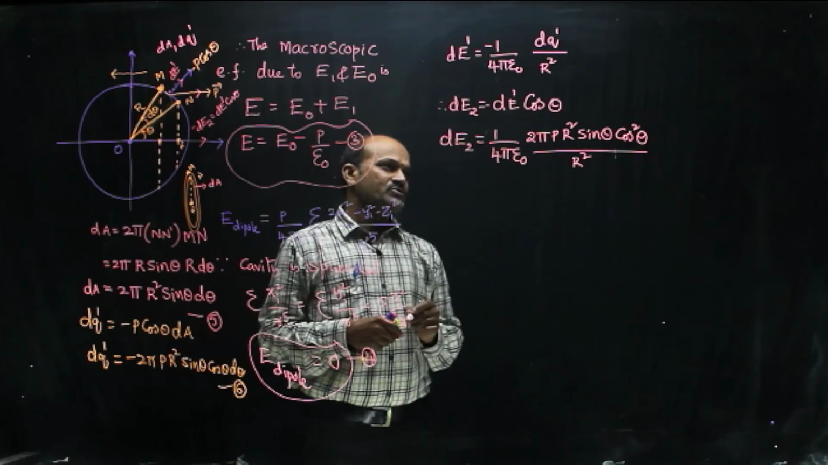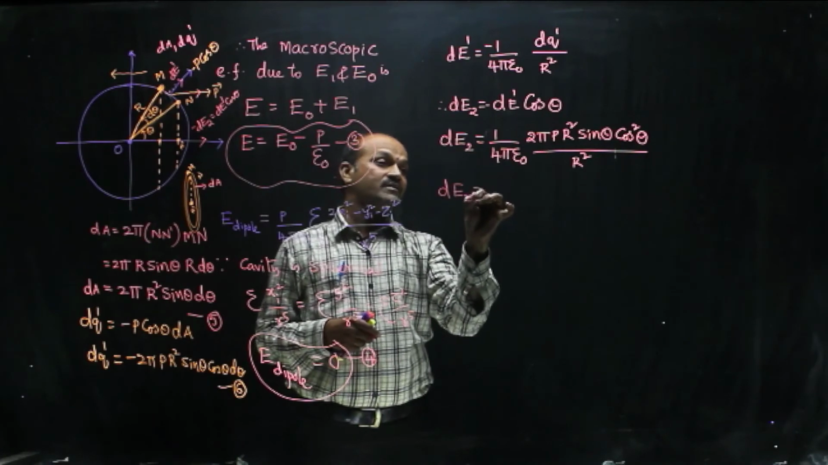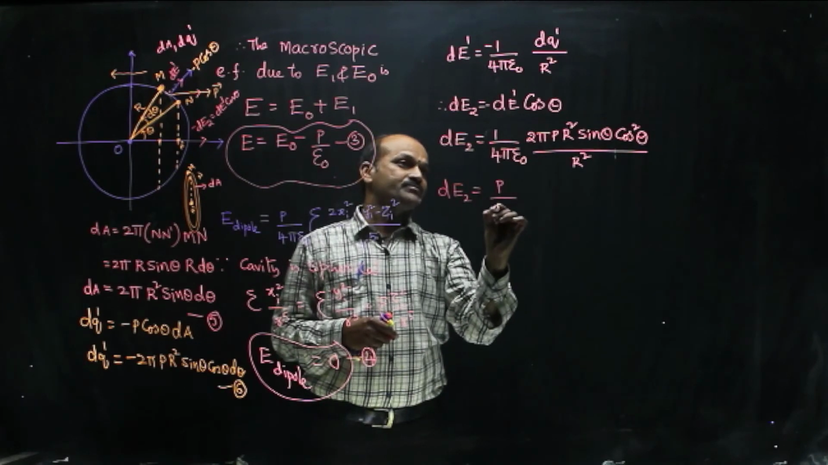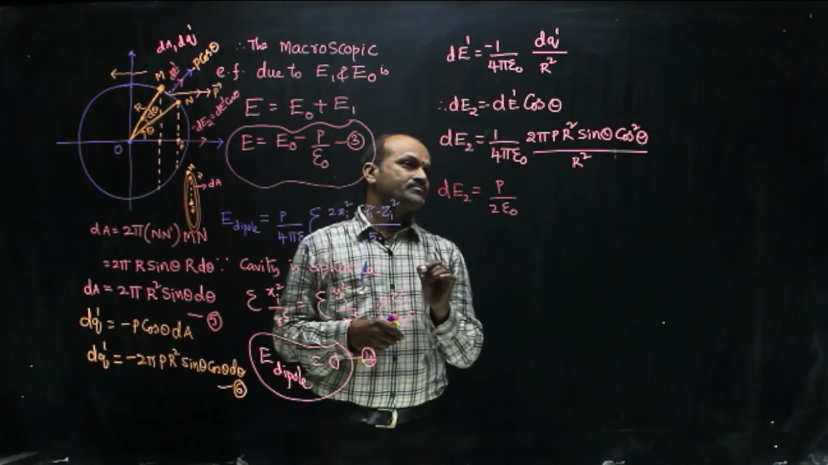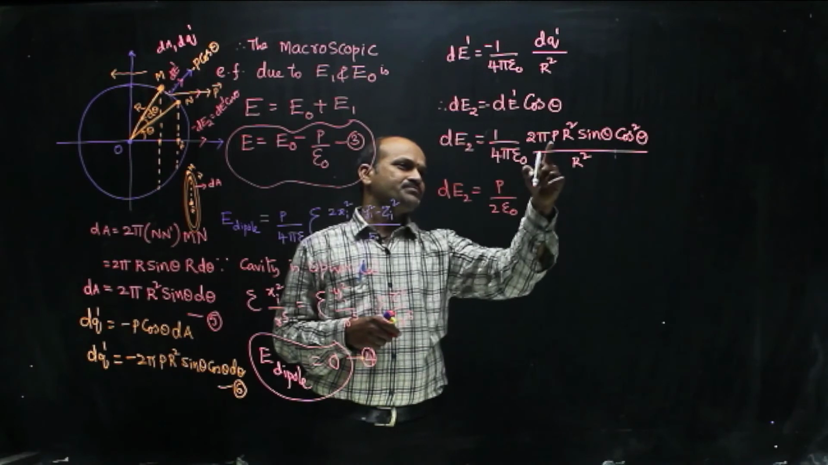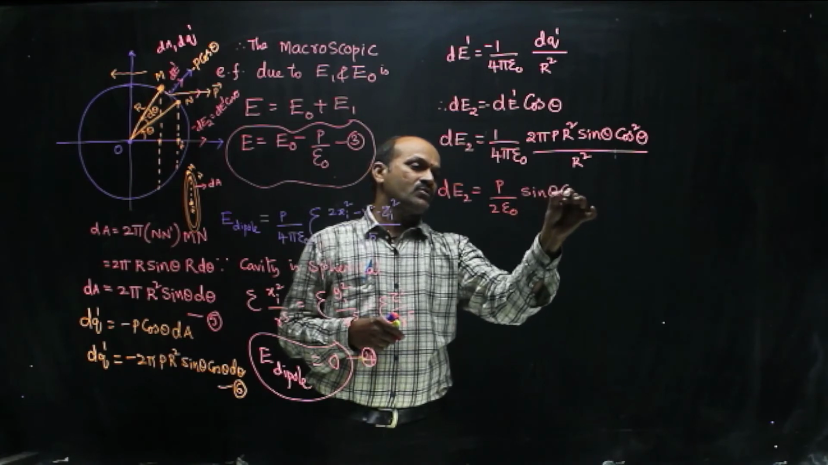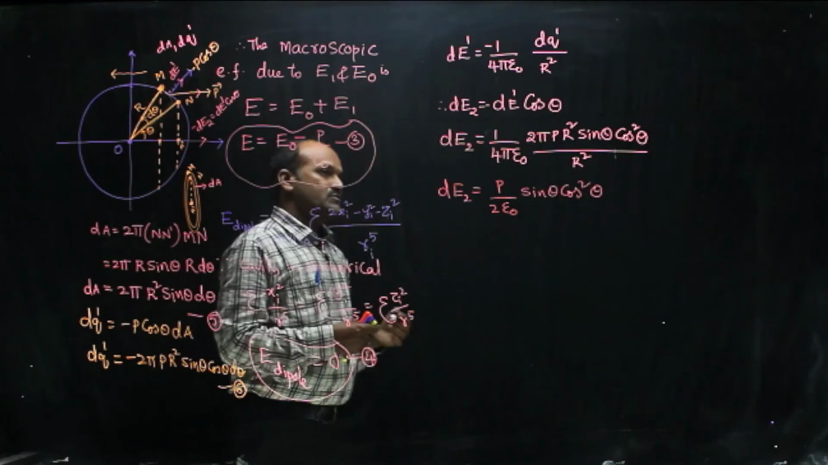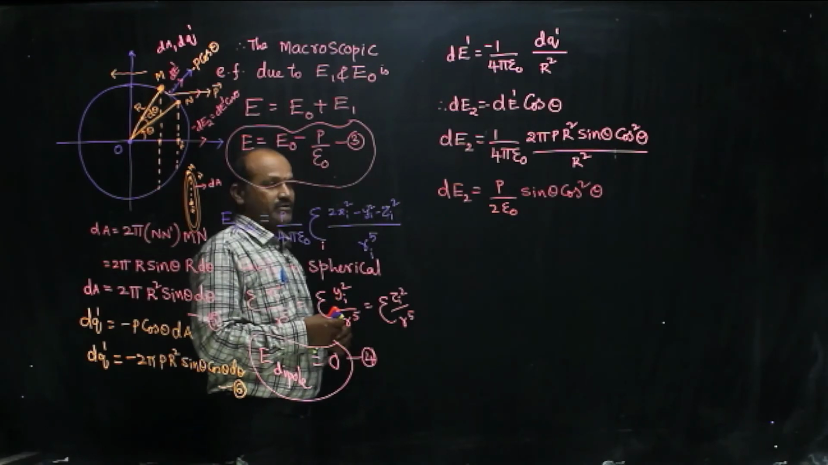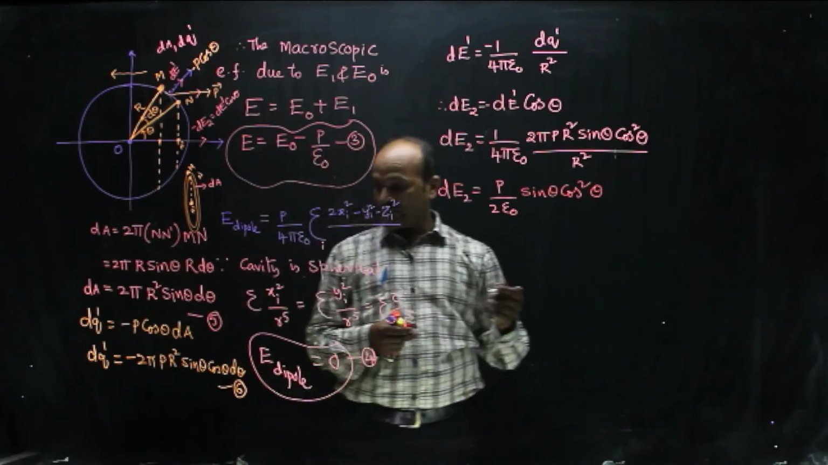In the calculation you can cancel pi, 2 and r square. So P by 2 epsilon naught, r square gets cancelled. What is remaining? sin theta cos square theta. Just check once: 2 pi, 2 remaining, 2 epsilon naught, r square, P. So dE2 is P by 2 epsilon naught, sin theta cos square theta. This is the dE2 we got.